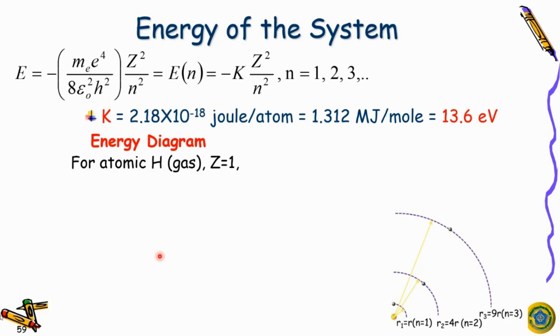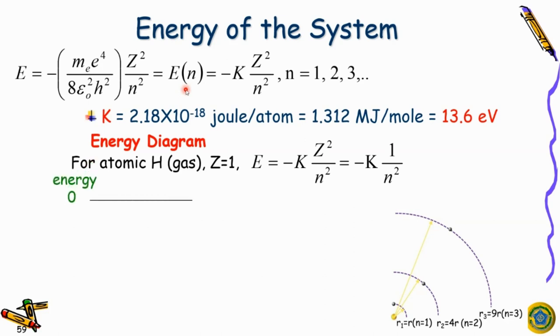Okay, so let's draw an energy diagram for hydrogen in a gas. Of course, hydrogen Z equals 1, right? So if we put Z equal to 1, let's write down the energy here. If the energy has a minus sign in front, that means what? The maximum will be 0. Energy will be 0, right? Energy diagram, that means energy level, okay?